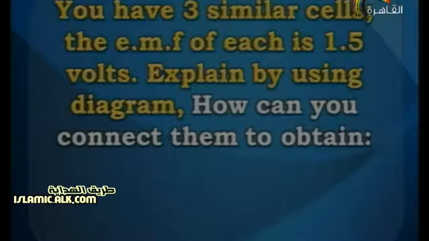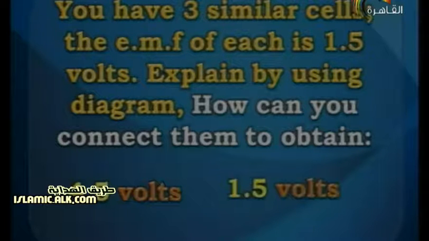So how can you connect them to obtain certain voltages? I need to get an amount of voltage from each one of the circuits that we have in this question. I need 4.5 volts, in another one we have 1.5 volts, and here we have 3 volts.